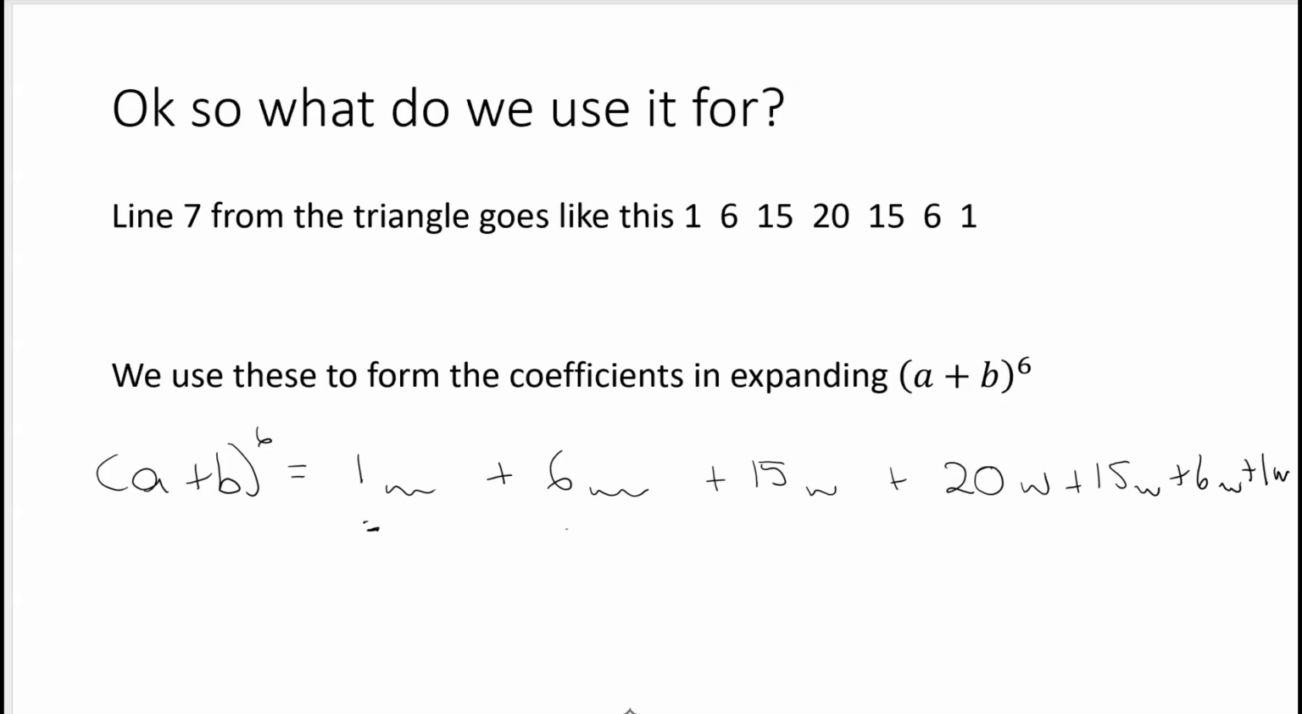Okay, that's clearly not totally helpful, but if we know a little bit more, then we can find out the bits where I've just said 1 times something or 6 times something. Remember, all it is is a tool to help us expand a plus b to the power of 6 really quickly.